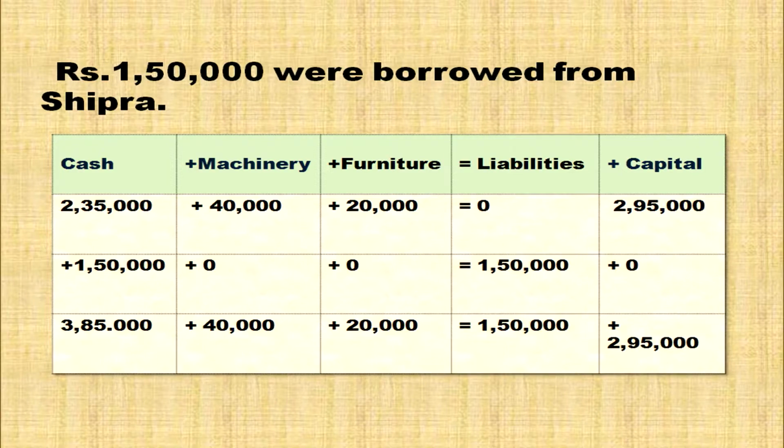And in the cash column, total will come to earlier equation 2,35,000 plus 1,50,000. So, total will come to 3,85,000. And in the asset side, when we are totaling, 3,85,000 plus 40,000 plus 20,000 will be on the asset side. And on the liability side, liability has increased by 1,50,000 and capital earlier it was 2,95,000, no change. So, 2,95,000 plus 1,50,000.